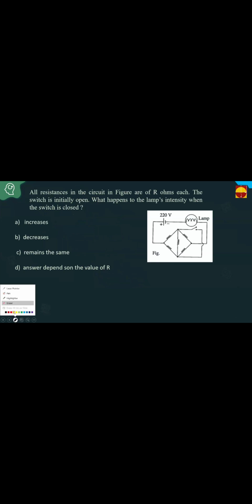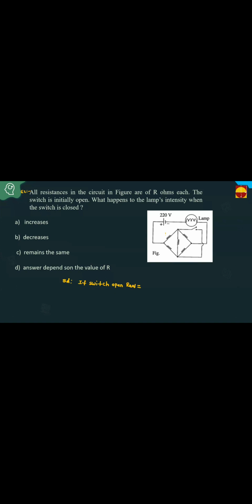This is a previous GATE question. All resistors in the circuit shown in the figure are R ohms each. The switch is initially open. What happens to the lamp's intensity when the switch is closed? Initially the switch is open. If the switch is open, can you calculate R equivalent? Try to calculate what is R equivalent.